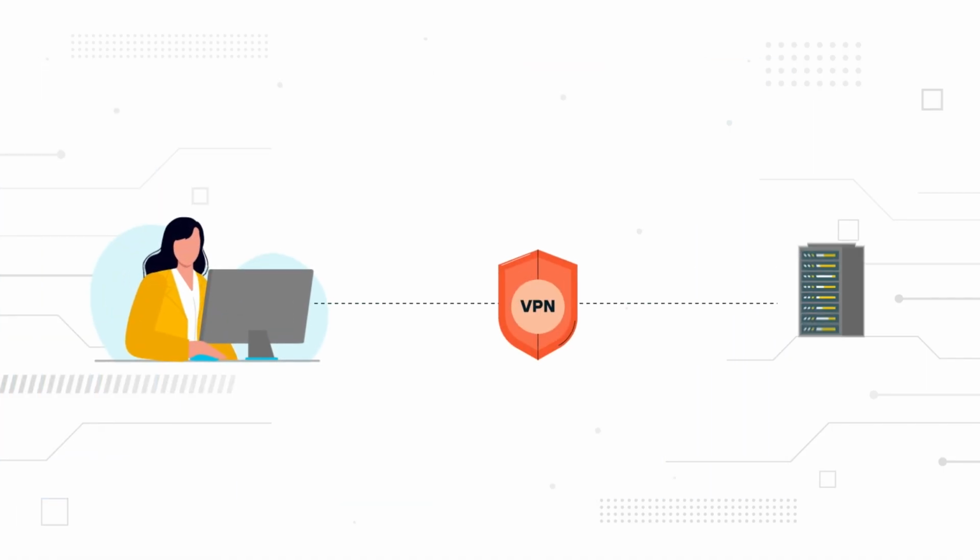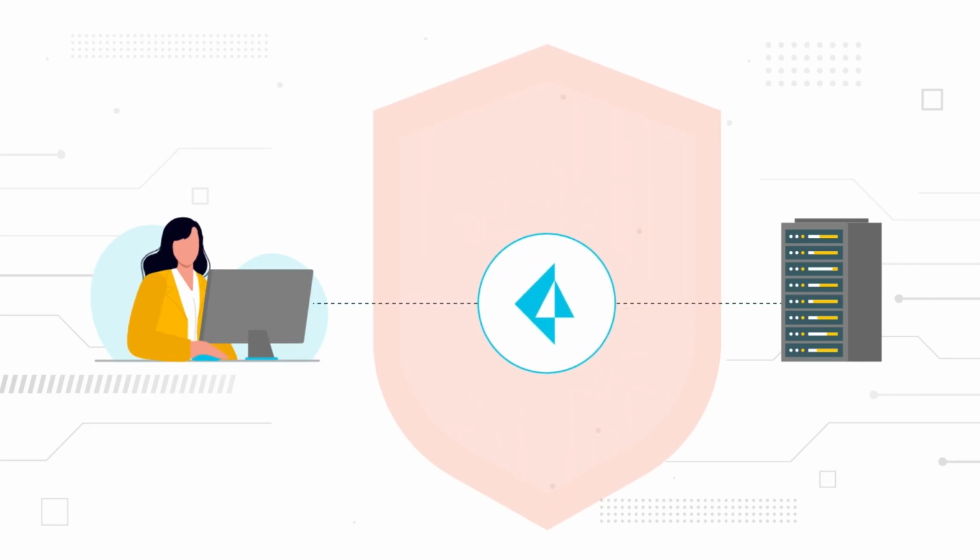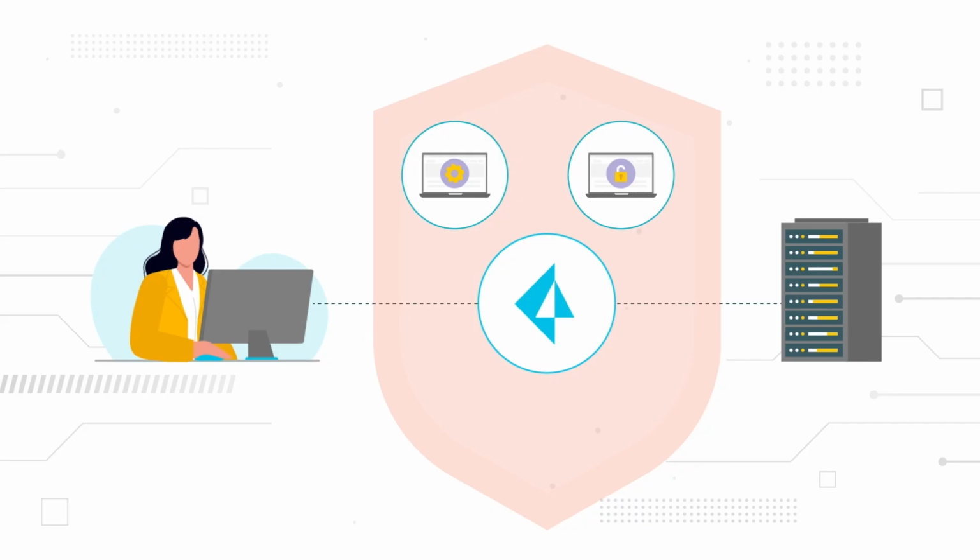To implement PoLP, start by replacing outdated VPNs with a modern ZTNA 2.0 solution like Prisma Access. This approach aligns security with today's hybrid workplaces, ensuring seamless, secure access for managed and unmanaged devices.